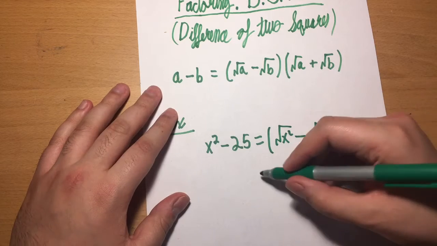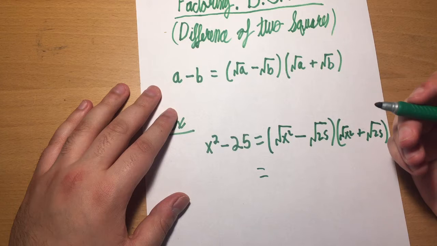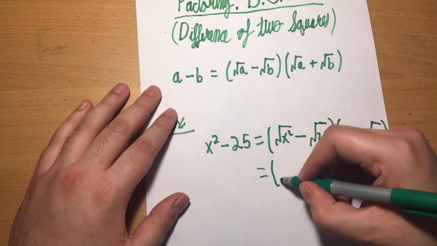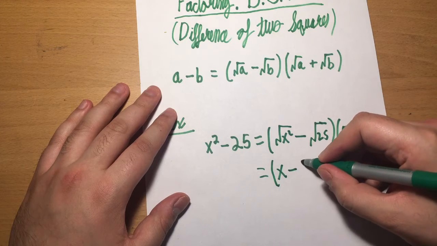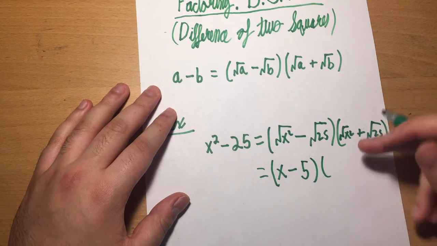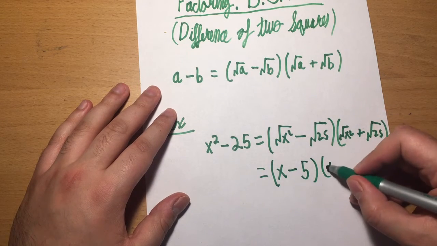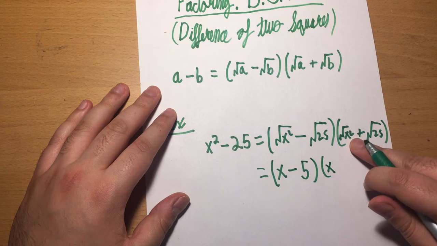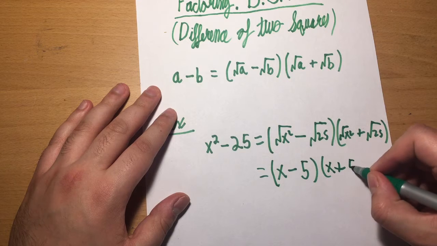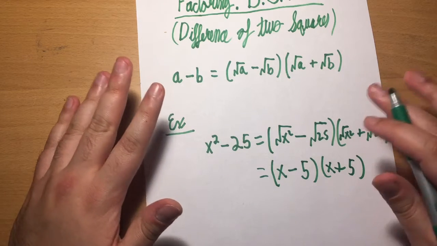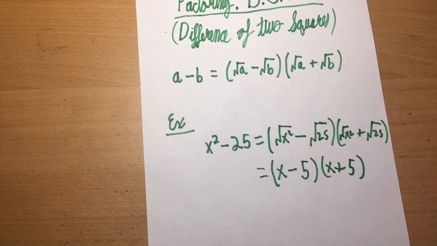Now what's the square root of x squared? It's just x. Square root of 25 is 5. And similarly here, we also get x as the square root of x squared, and then plus the square root of 25, which is 5. So that's the difference of two squares. Now let's go through a few more examples, varying in complexity.